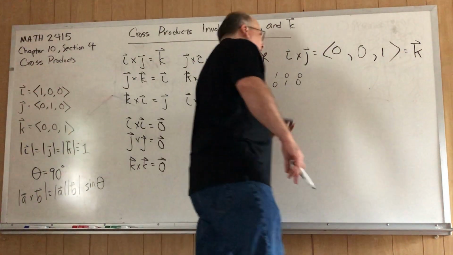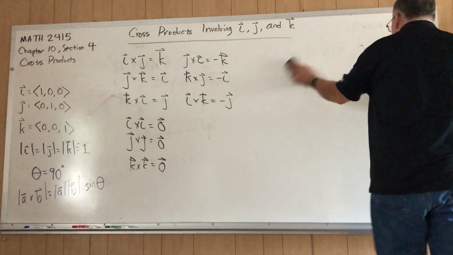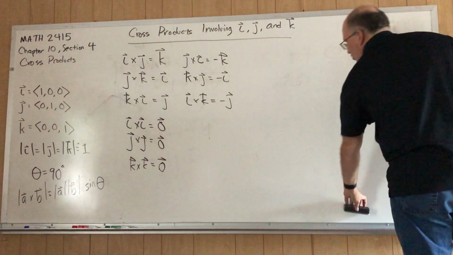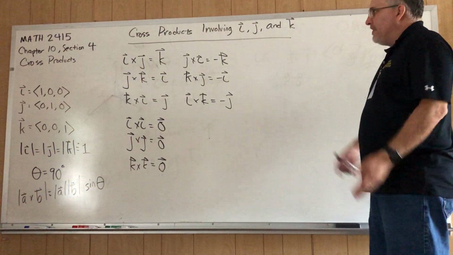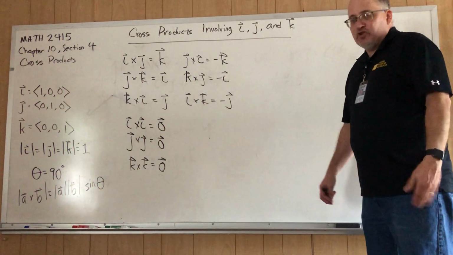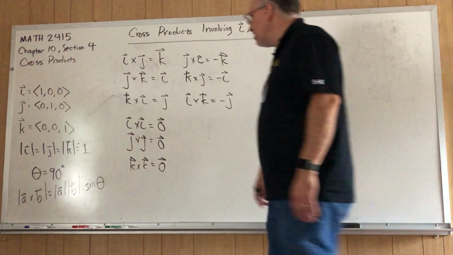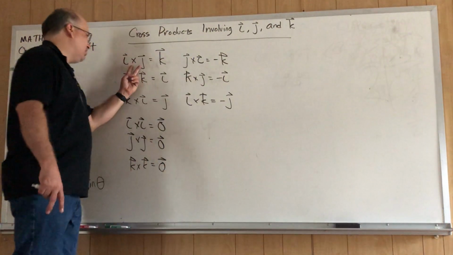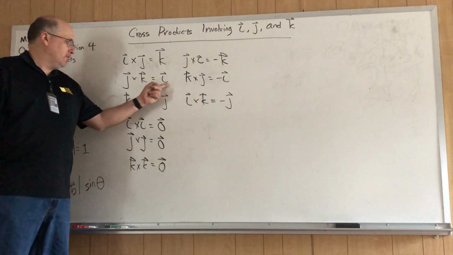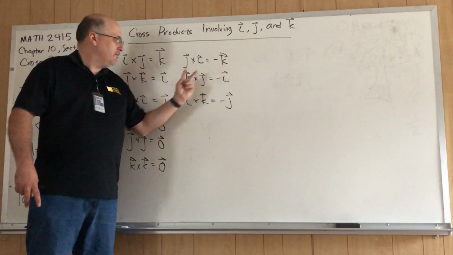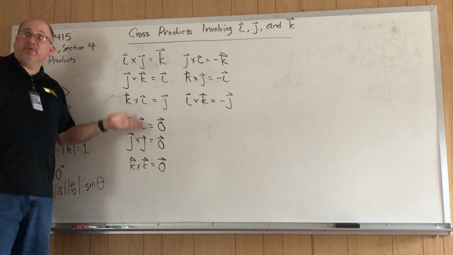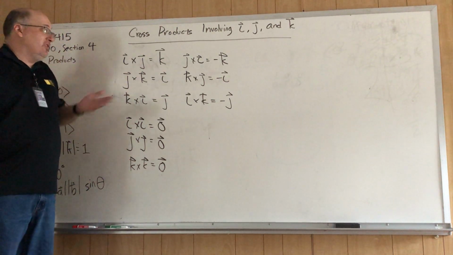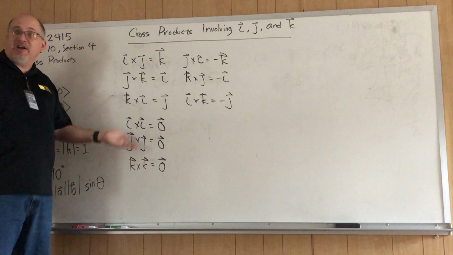So from a physics and engineering perspective, it's convenient to have all possible cross products of i's, j's, and k's memorized. Now, that looks like a lot of randomness, but you may notice some things, such as when you form the cross product of two of the letters, you get the third one. When you form a cross product of a vector with itself, you always get the 0 vector.